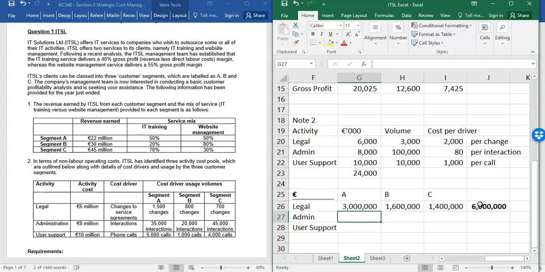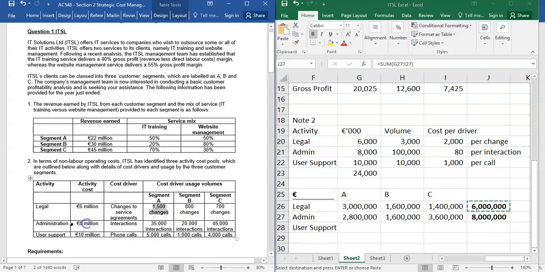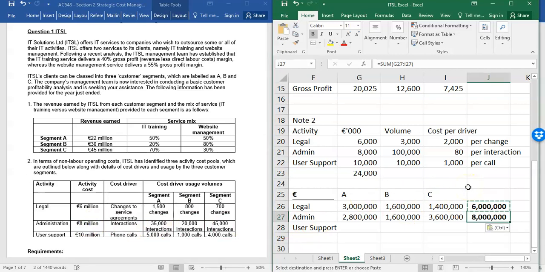Same for admin, it's 35,000 times 80 for segment A, 80 euro per interaction. It's 20,000 times 80 for segment B, and it is 45,000, because that's the highest, times 80 for segment C. So the more interactions you use, the more cost you're getting allocated. And that is allocating the full 8 million, which we have from the question. So you can always sense check back in a lot of questions whether or not you're on the right track.